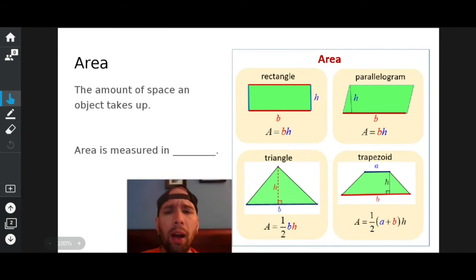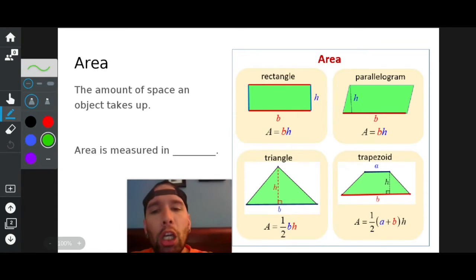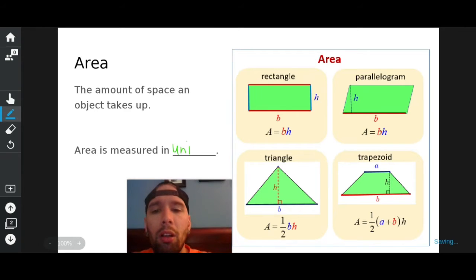If I were to find the area of an object in feet or in inches, I'm not going to say that answer is 5 feet, or that area is 6 inches. No, you would say inches squared, feet squared, units squared.